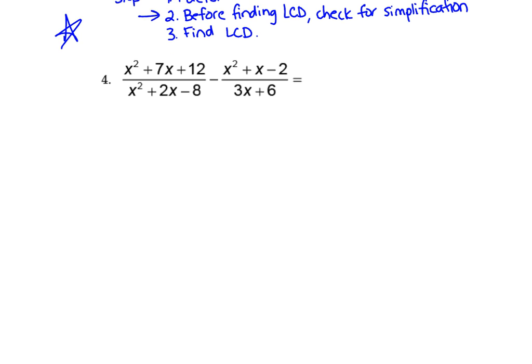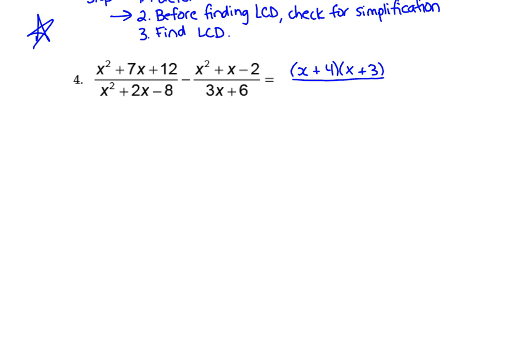So let's look at this guy. Factoring the numerator, what does that factor to? Two numbers multiplied 12, add to 7. x plus 4, x plus 3. So I'm going to factor to check for simplification. Two numbers that multiply to -8, add to +2. So there's -2 and 4. Two numbers that multiply to -2 but add to +1. It's -1 and 2.